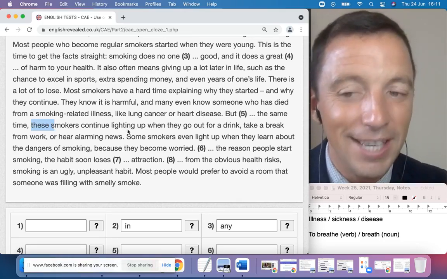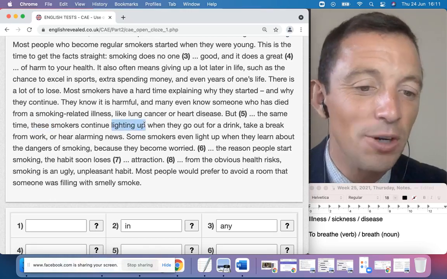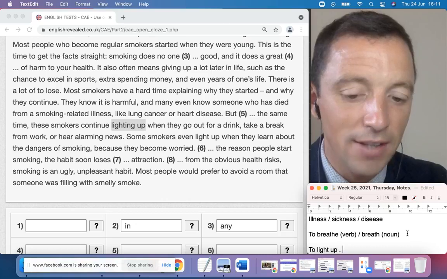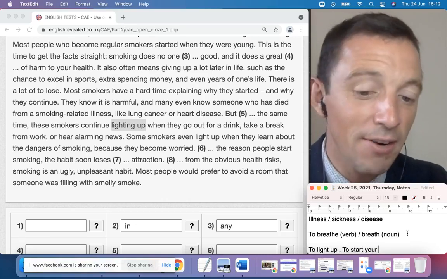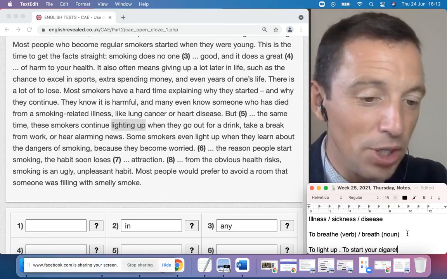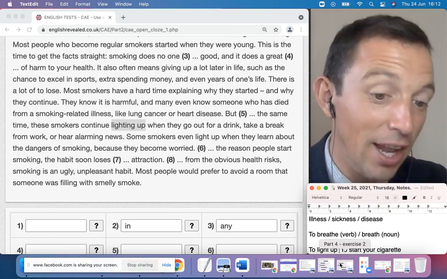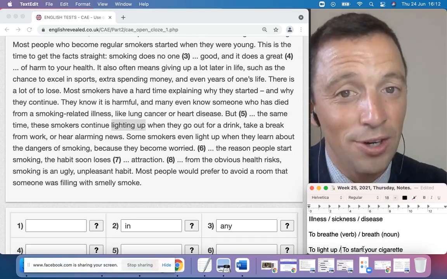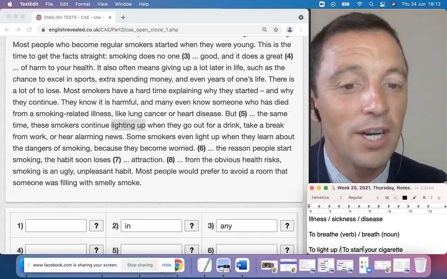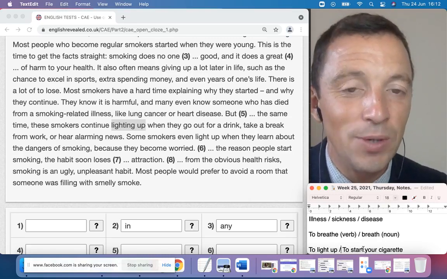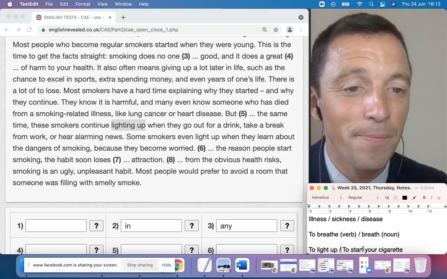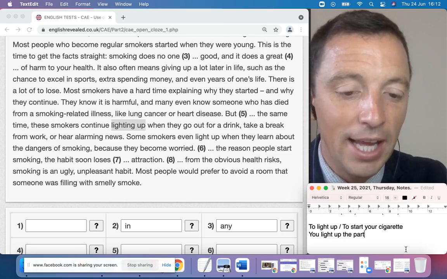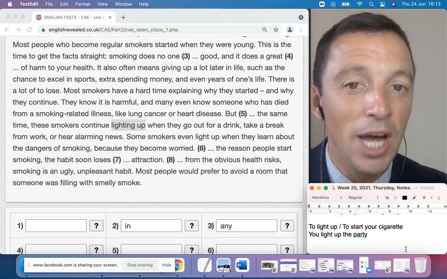So these smokers continue lighting up. That's a bit interesting. To light up is to start your cigarette, but we don't say start, we say light up your cigarette, and that means to start smoking one cigarette. To light up is to give the cigarette some fire. You can also say you light up the party, and the significance is you illuminate the party.